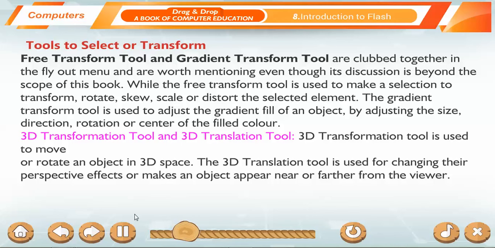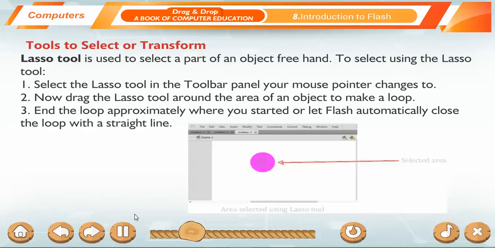3D Transformation tool and 3D Translation tool. The 3D Transformation tool is used to move or rotate an object in 3D space. The 3D Translation tool is used for changing their perspective effects or make an object appear nearer or farther from the viewer. Lasso tool is used to select a part of an object freehand.